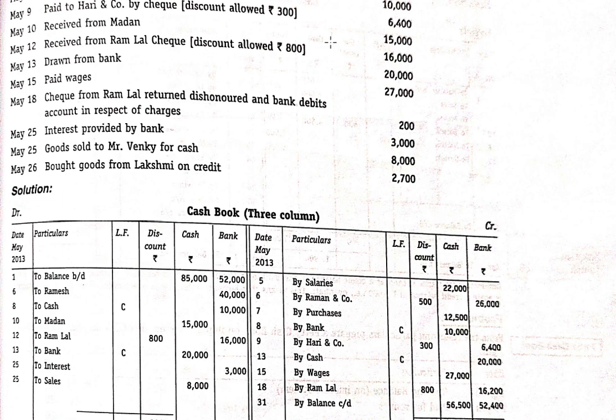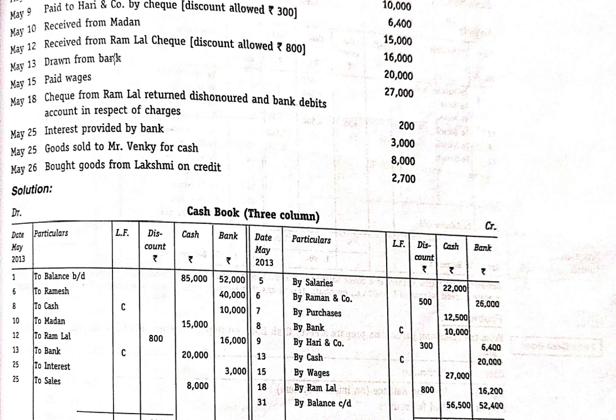Received from Mohan, the amount is 15,000. So received from Mohan means again it is what? To Mohan, cash. Received from Ramlal, check, discount allowed. So it is given again simple. Discount allowed means, no, it is a debit side. 800 will be in the discount column and 16,000 will be in the bank, because it is a check. Check means we have to deposit in the bank.